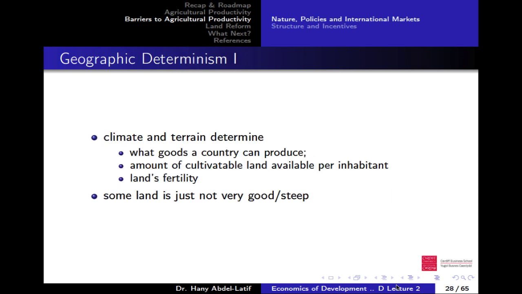So geographic determinism: climate and terrain determine obviously what goods a country can produce. It's very important. So it depends how good the land is. The amount of cultivatable land available per inhabitant means how much land you can actually farm. And of course, land fertility. So these are obviously things that you can't control, things that you can't change. Of course, some land is just not very good or steep, so you can't really farm. Of course, with technology, with some capital, maybe you can deal with some of these issues.